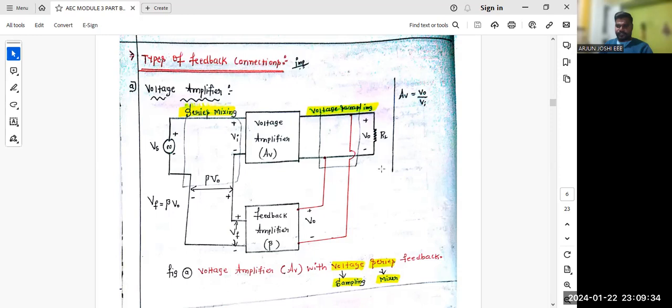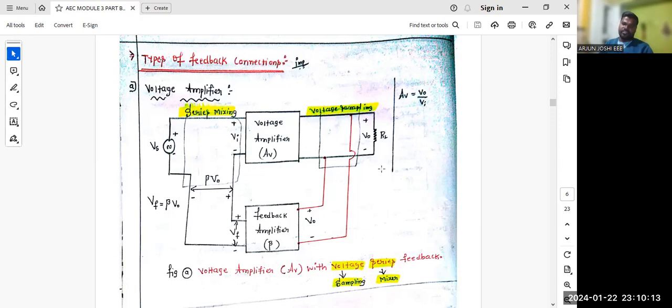Now, let's continue our Module 3, Part B, that is feedback amplifiers. The next topic is types of feedback connections. There are multiple types of connections. The first one is voltage series connection, then voltage shunt connection, current series connection, and current shunt connection. These are all the four types of connections. For these connections, I'm going to take the first one, the voltage amplifier.